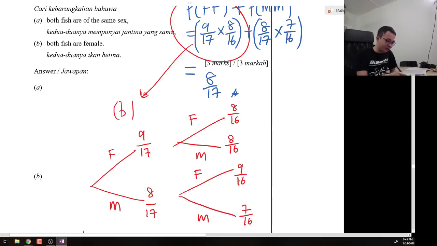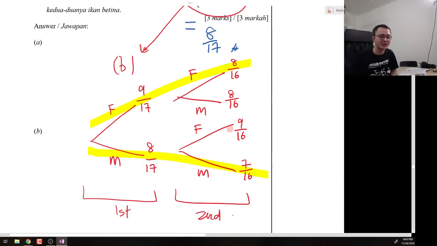Yeah, so from here I want to get the same sex, right? So it's this one and this one. So basically you multiply them. So 9 over 17 multiply 8 over 16, and then plus 8 over 17 multiply 7 over 16. Why not 9 over 17 multiply 8 over 16 plus 8 over 17 multiply? No, if you multiply like this, male and female, this is a different sex already. You must have the same sex.